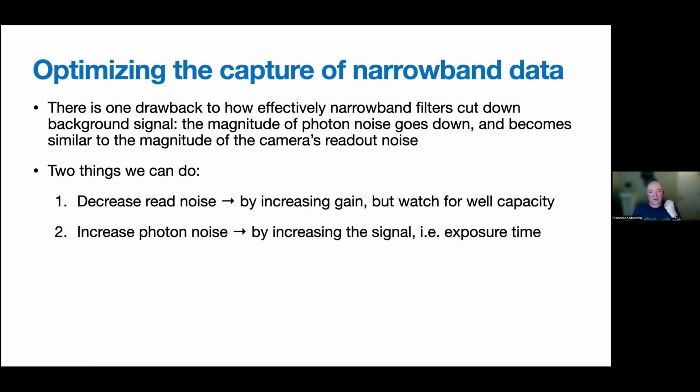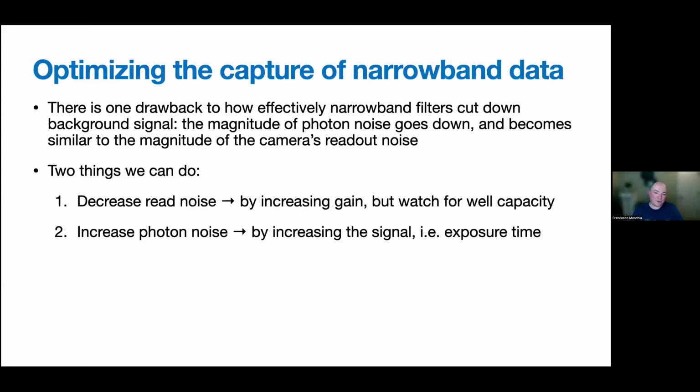There is, however, one drawback in all of this. And the drawback is that our narrowband filters are so effective in cutting down the background signal that the magnitude of the photon noise, as we saw, also goes down. And it may go down to the point that it becomes similar to the magnitude of the camera's inherent readout noise. And this is a problem because its noise adds, although it doesn't add algebraically, it adds in quadrature.